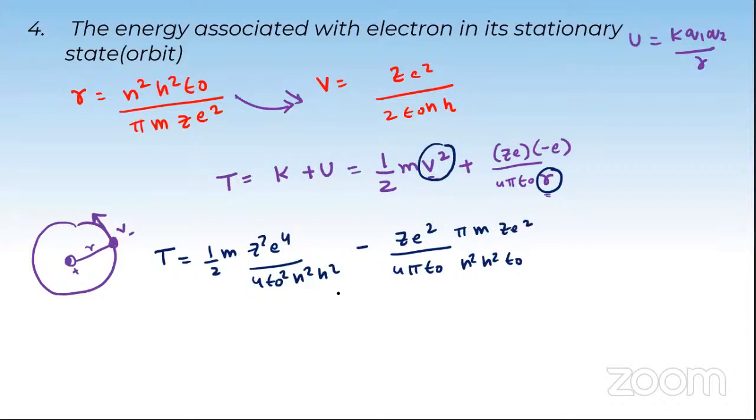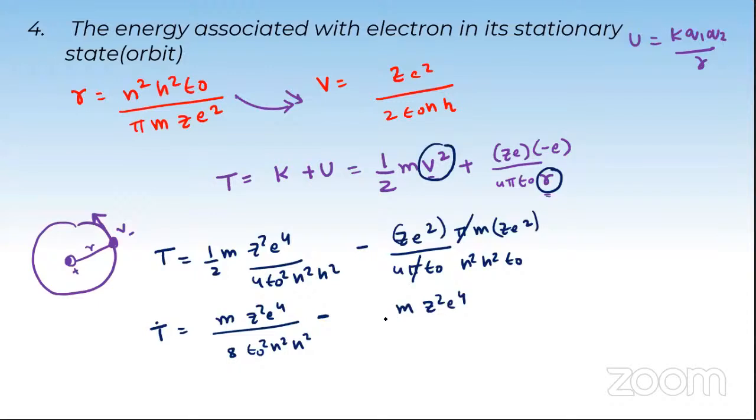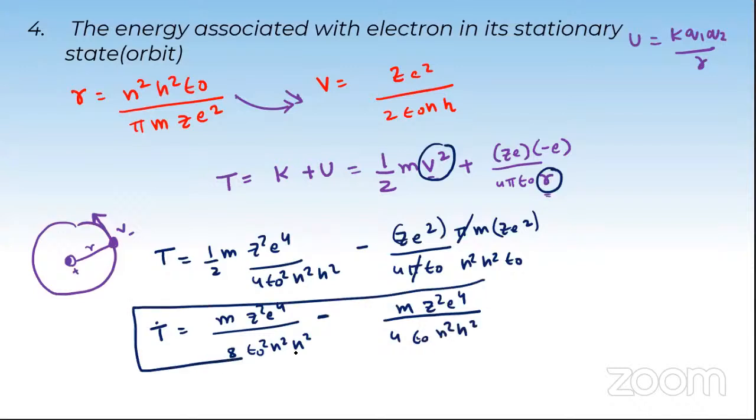Can I cancel anything here? Yes, I can cancel pi and pi here. That's all. I cannot cancel anything else. Therefore, total energy will become: 2 fours are 8 in the denominator. In the numerator, m z square e to the power of 4. In the denominator, epsilon naught square n square h square. Simple. Minus, what is left here? Ze square, Ze square becomes z square e to the power of 4, and mass as it is, I'll keep m here, divided by 4 epsilon naught square n square h square. So this is the formula for total energy.